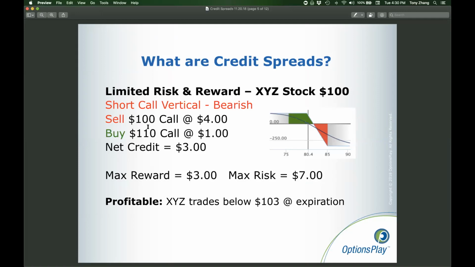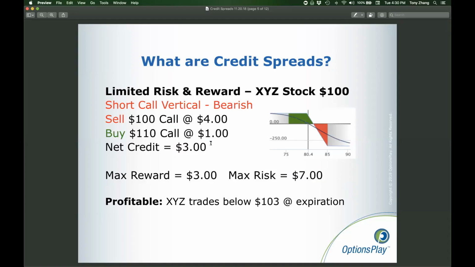Now, this also is a strategy that's very forgiving, because as long as stock XYZ trades below 103, you will make money on this particular trade. So even if the stock doesn't move lower than you expect it to, even if it stays at 100, you're still going to collect your $3. If it goes up to 102 or 103, you're still going to collect some money on this particular trade, just not as much. And the only time you risk $7 is if the stock shoots all the way up to 110 or higher, above that higher strike.